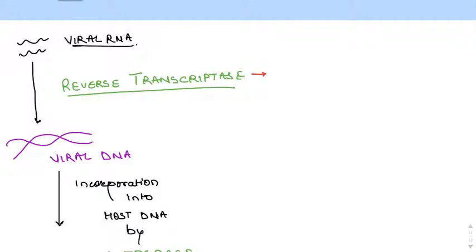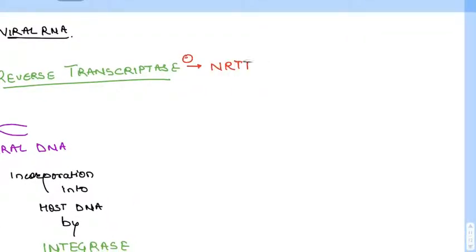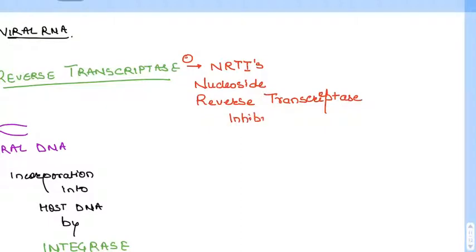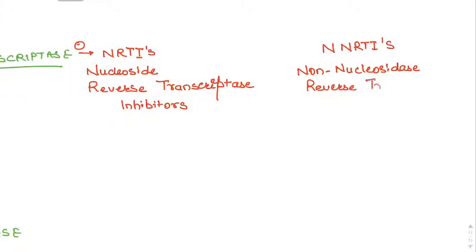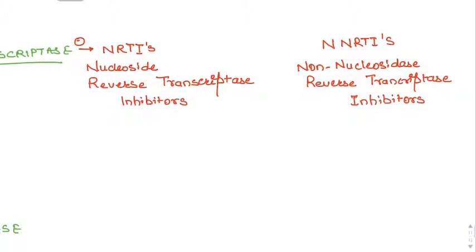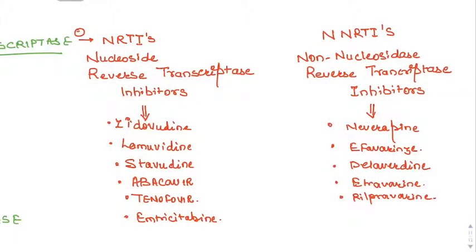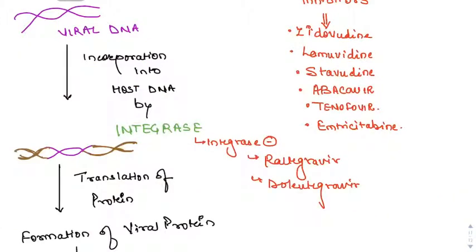Now we have an important inhibitor of the reverse transcriptase enzyme. Here we have two classes of drugs. First is the nucleoside reverse transcriptase inhibitor, most popularly known as NRTIs. And then we have the non-nucleoside reverse transcriptase inhibitor, most popularly known as NNRTI. In NRTIs we have zidovudine, lamivudine, stavudine, abacavir, tenofovir, emtricitabine. And in NNRTIs we have nevirapine, efavirenz, delavirdine, etravirine and rilpivirine.